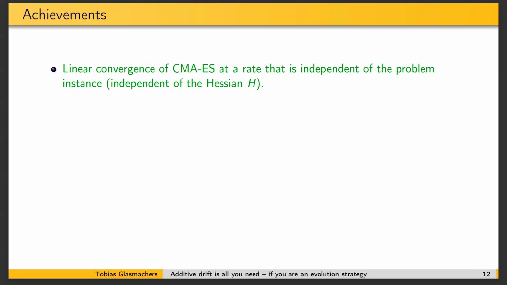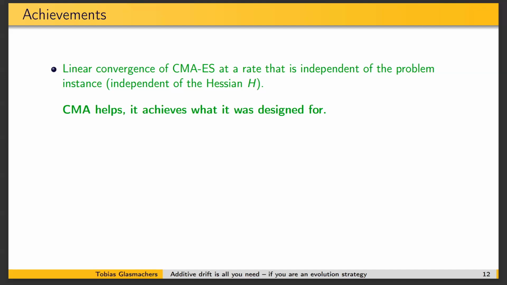And the important thing, we get this at a convergence rate, so this slope in that plot, that is independent of the problem instance. So everything is as fast as in the simplest case, namely on the sphere function, eventually after adaptation. That's awesome because for the first time we have a mathematical statement that says CMA-ES not only does not harm, like the weak statements we had before, but that it helps. It does exactly what it's designed for. That was really an important one from my point of view.